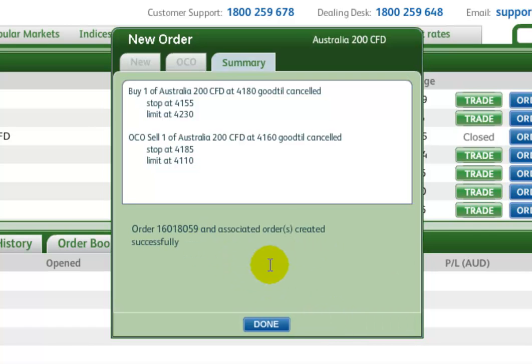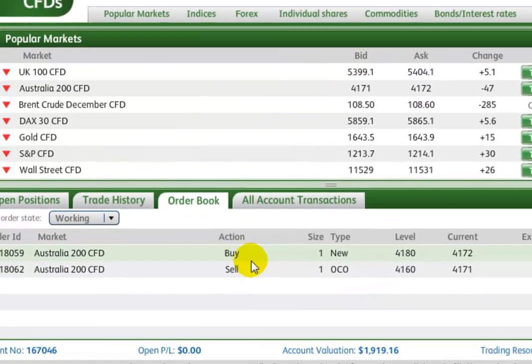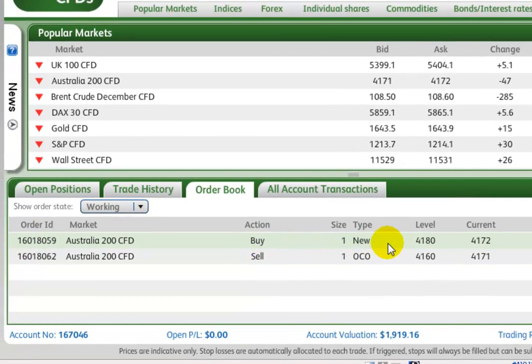Order was successfully created, and you'll get an email confirmation of that as well. Click on done and pop back into the order book here, and you can see buy one, which is new, at this price, 4180, that's the current price. And with the OCO order, we'll sell one at 4160, and that's the current price.